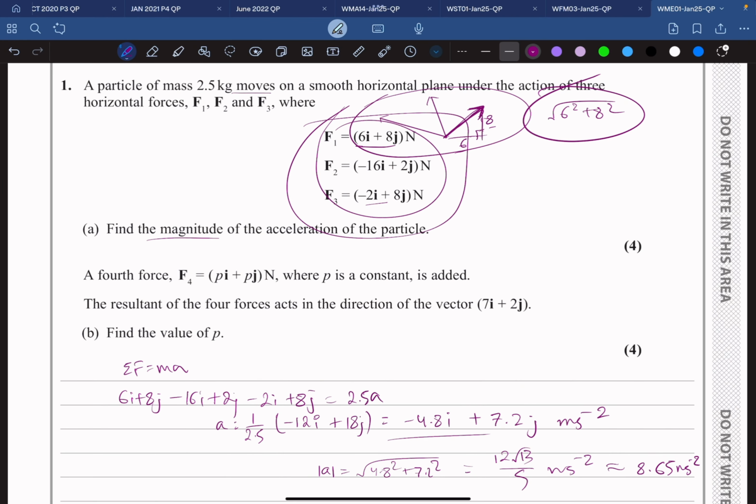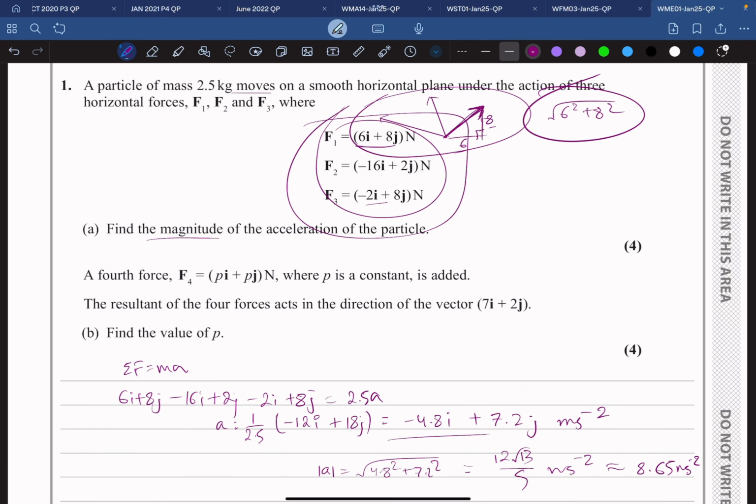Like in the first page here, it says, the question currently reads, the resultant of the four forces acts in the direction of the vector 7i plus 2j, but it should read, the resultant of the four forces acts in a direction that is parallel to the vector. I mean, that is what we understood from that sentence, but it really doesn't matter. We just know that the final resultant force, of F1, F2, F3, F4, the entire resultant force will act in the direction of the vector.